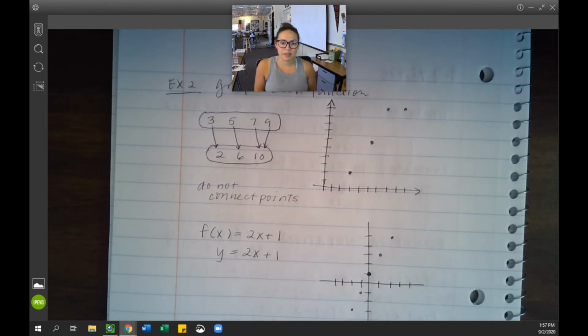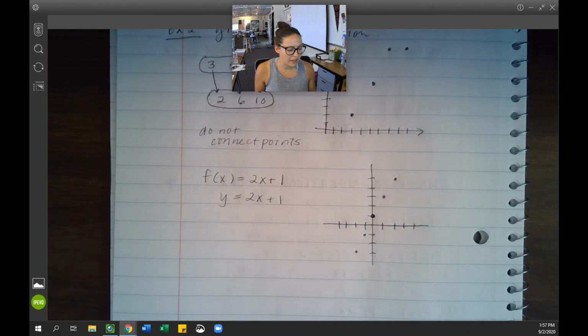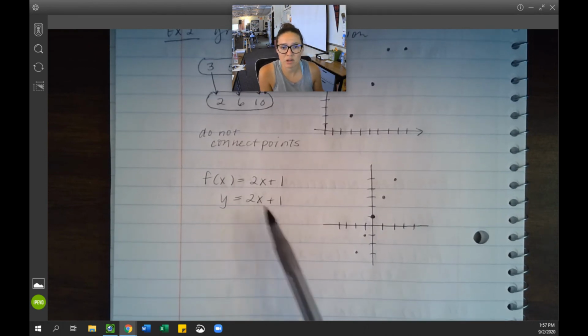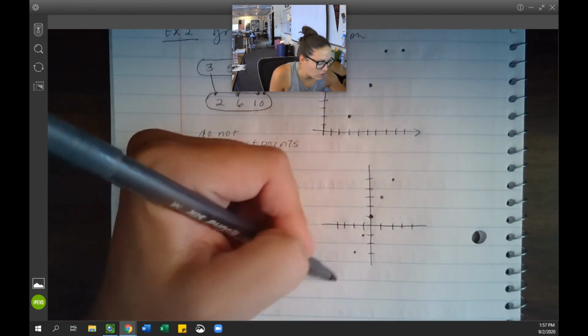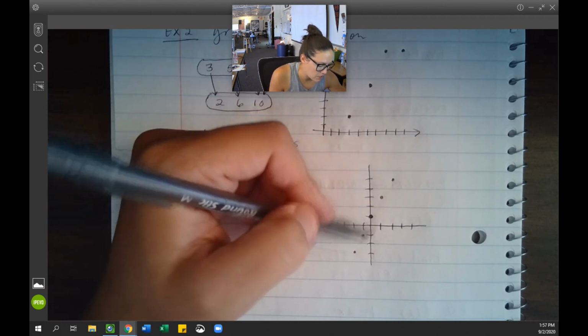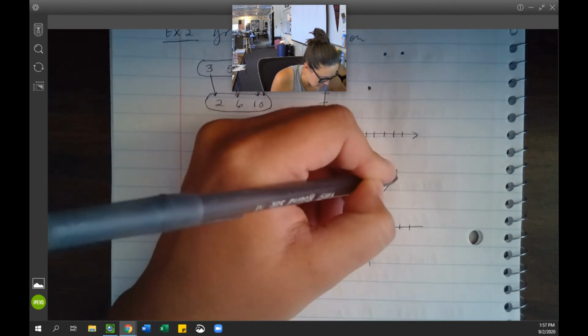Now, let me ask you something. Can I connect the points here? The answer is yes. This is different than the first example because I can put in any number for x. I could say x is 0.5. I could say it's 1.2. I could say it's negative pi. Okay, we can have all of the numbers in between these x values, the integer x values. So we can actually connect these points.